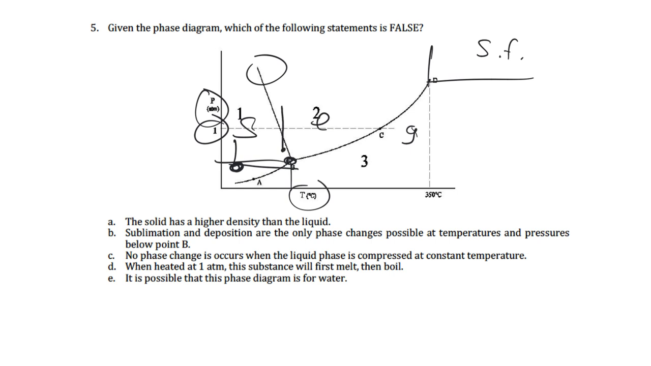Okay, so let's take a look at our choices here. The solid has a higher density than the liquid. I think we can already rule this answer out, because adding pressure to a solid is compressing it, which is increasing its density. If we increase the density of the solid, it becomes a liquid, or can become a liquid. That means the liquid phase has the greater density.